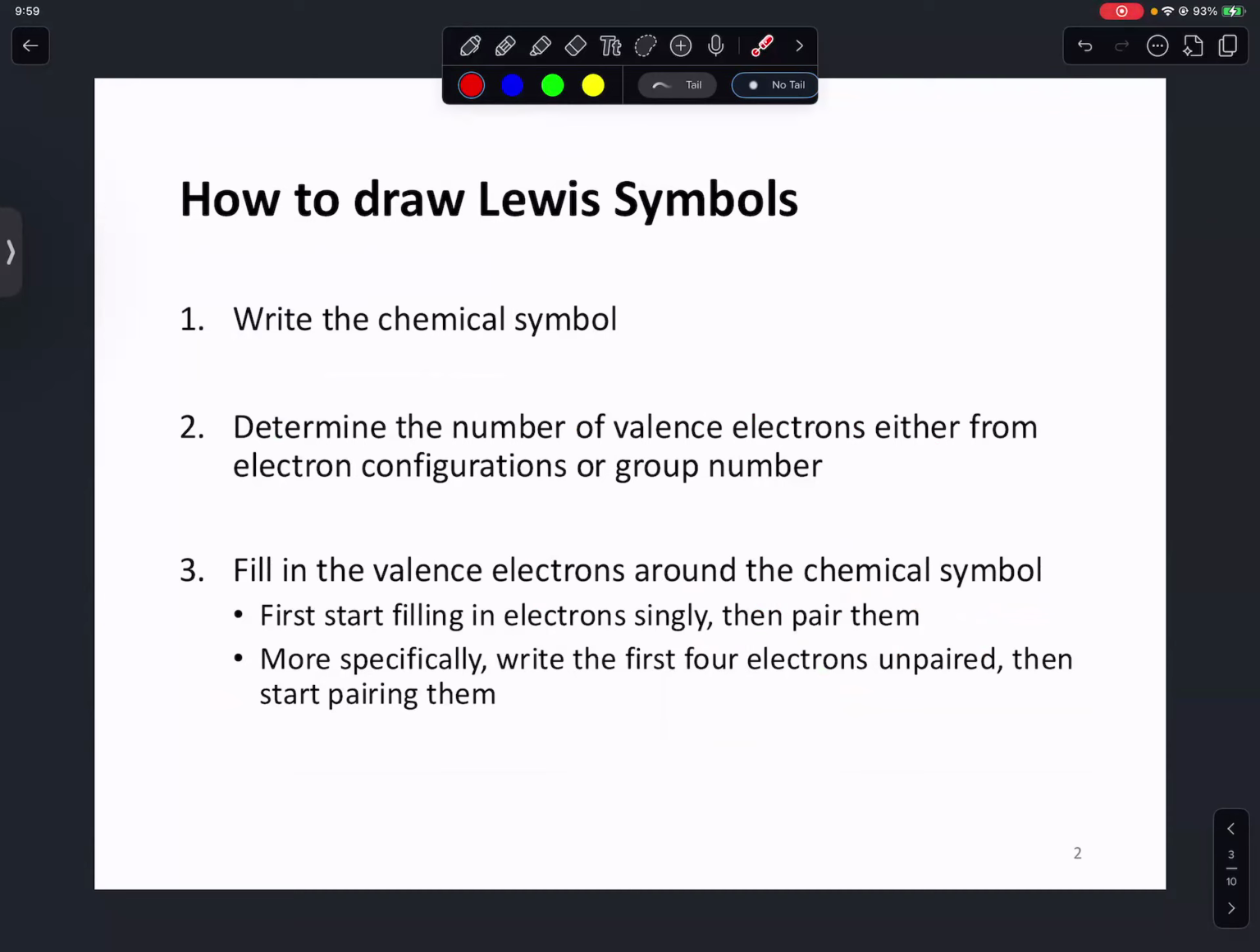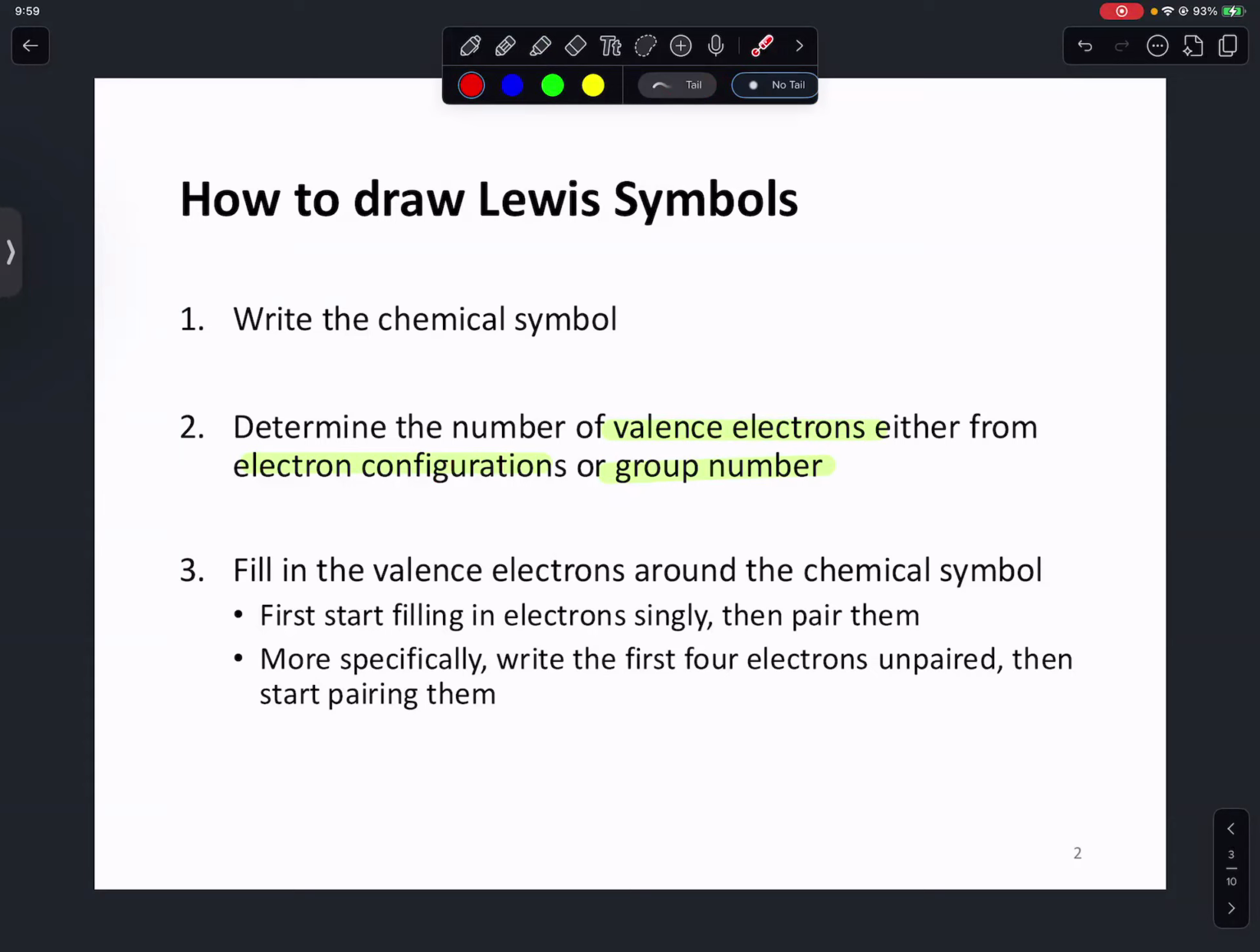I broke it down into 3 steps. First, we will write the chemical symbol. At the beginning of the semester, you learned the names of elements and their chemical symbols. Then we're going to determine the number of valence electrons, either from electron configuration or group numbers. Group numbers are going to be the easiest, and I'm going to show you, but you are required to know both.